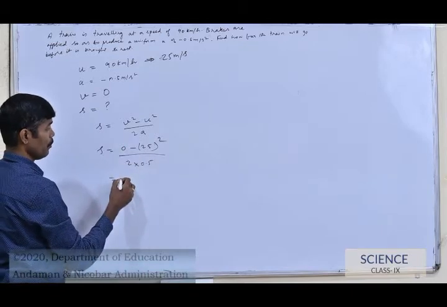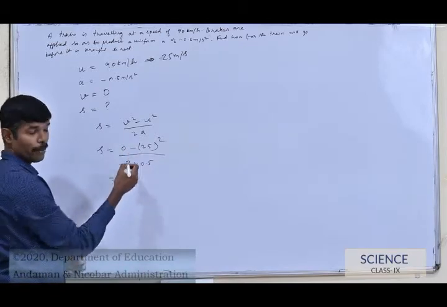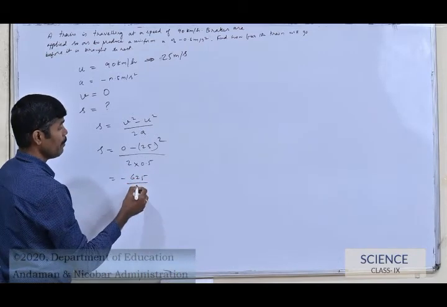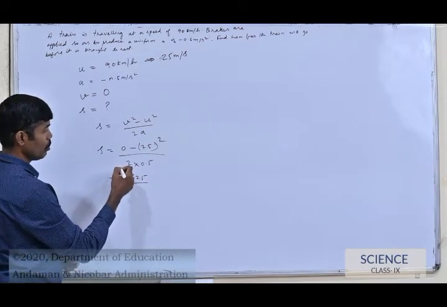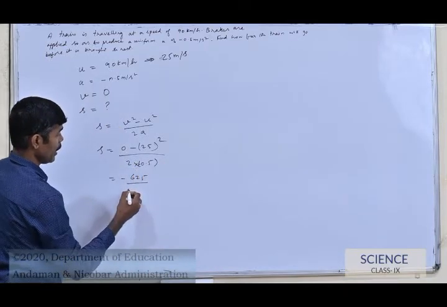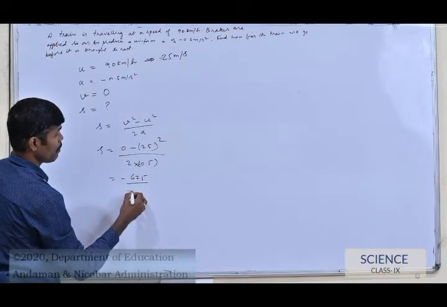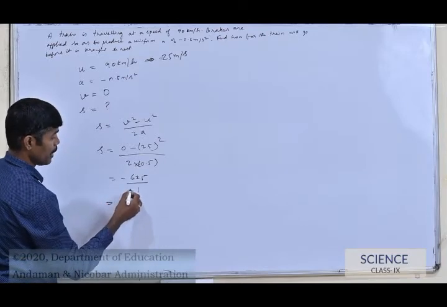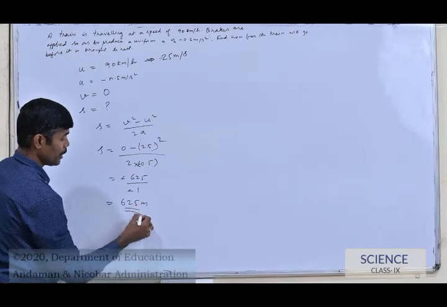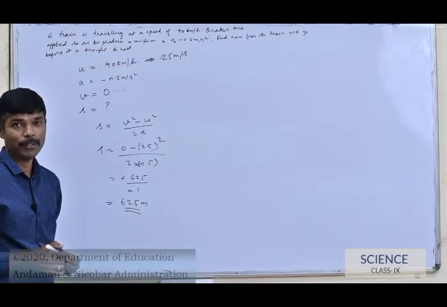Here minus 25, the square of 25 is 625, divided by 2 into acceleration, which is minus 0.5. So we can write it like this, which is equal to minus 1. So minus minus gets cancelled, we will get 625 meter. So this is our required answer.